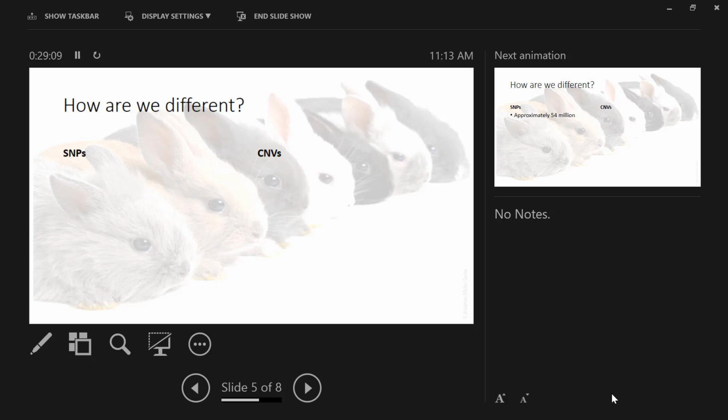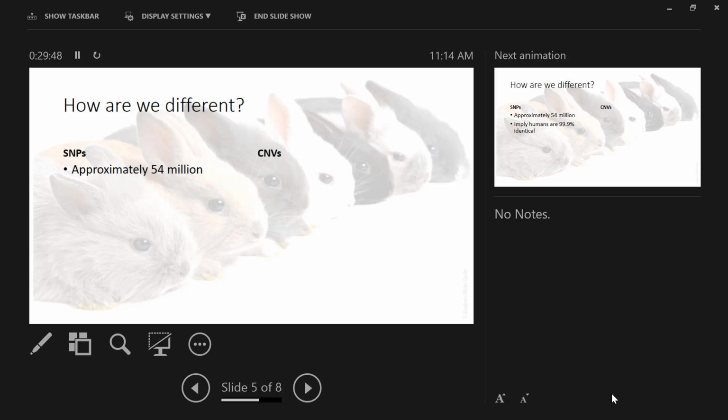And you see there are 2 different areas that we're going to talk about. What are these? Single nucleotide polymorphisms. And what about these? Copy number variants. Those are 2 common ways in which we differ. Okay. There are about 54 million single nucleotide polymorphisms in the human genome. There are about, and the reason why I say about is because I may have slightly over 54 million, you might have slightly under 54 million, but it's right around 54 million. And you're like, that's pretty cool.